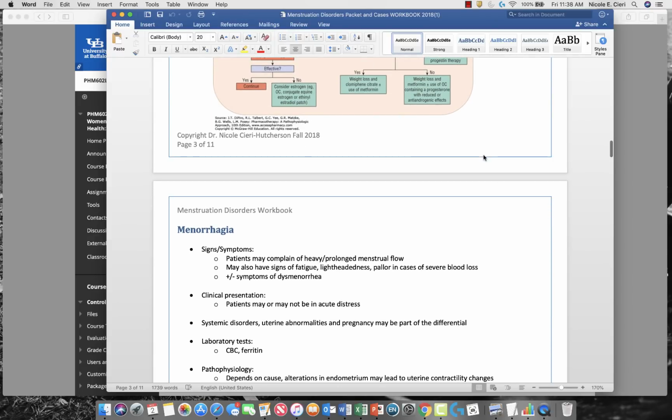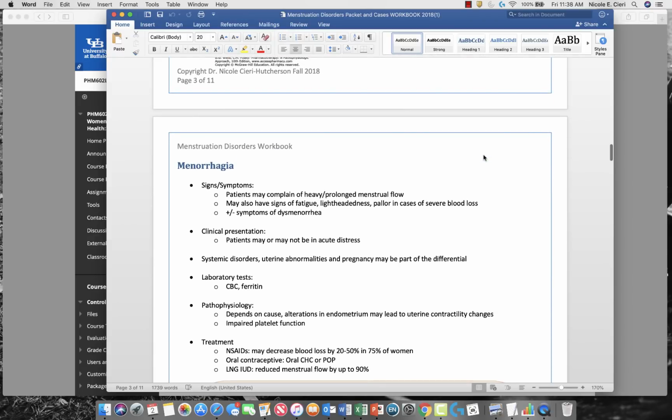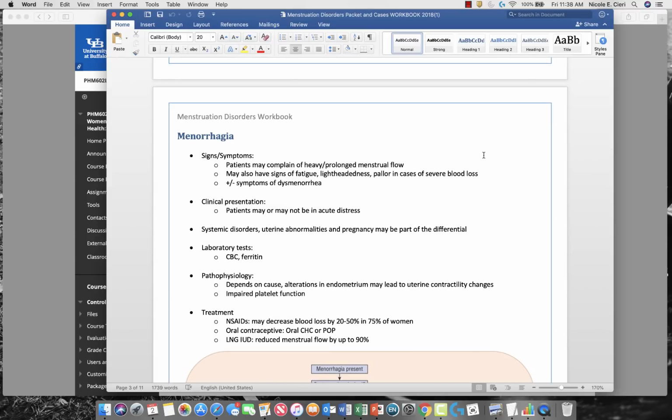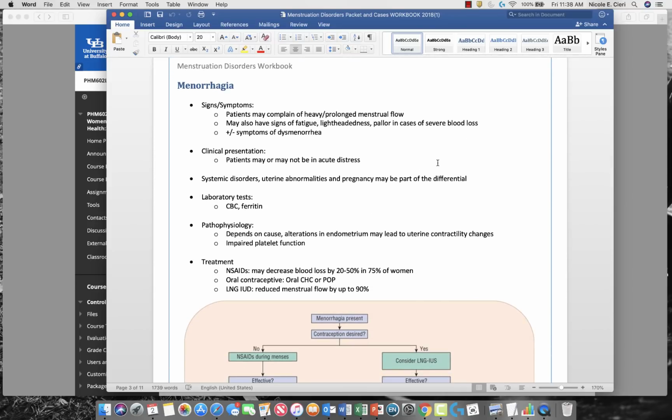Okay, moving right along to menorrhagia. Signs and symptoms of this disease state is a heavy period, so patients will complain of a heavy or prolonged menstrual flow. Sometimes they'll have additional symptoms related to blood loss, such as fatigue, pallor, or lightheadedness, and sometimes they'll have dysmenorrhea, or a difficult or painful period, in combination with it.